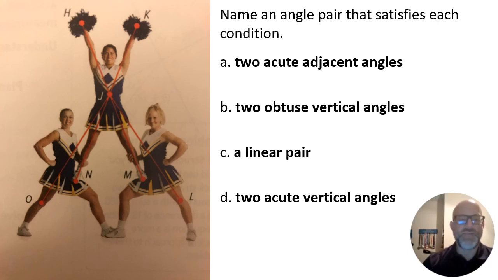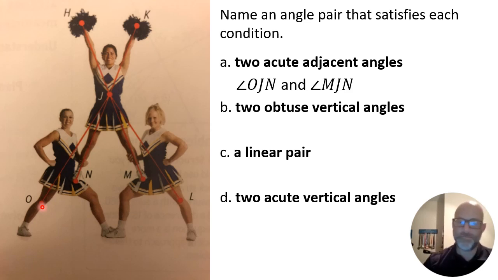All right, we have some cheerleaders doing a stunt. Name an angle pair that satisfies each condition. Two acute adjacent angles. Do you remember what acute adjacent angles are? They are angles with a measure between 0 and 90 degrees, not inclusive of 0 or 90, and they're angles that must be right next to each other. That's what acute and adjacent means.